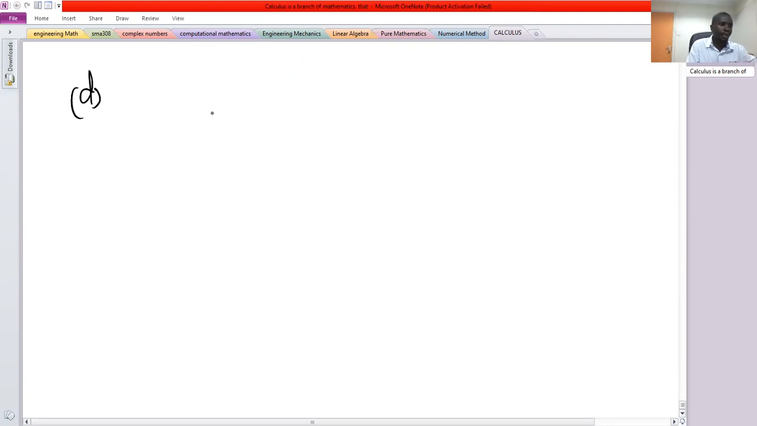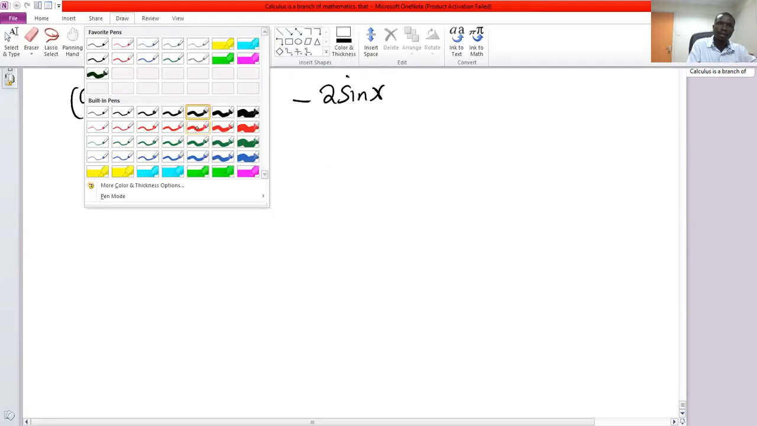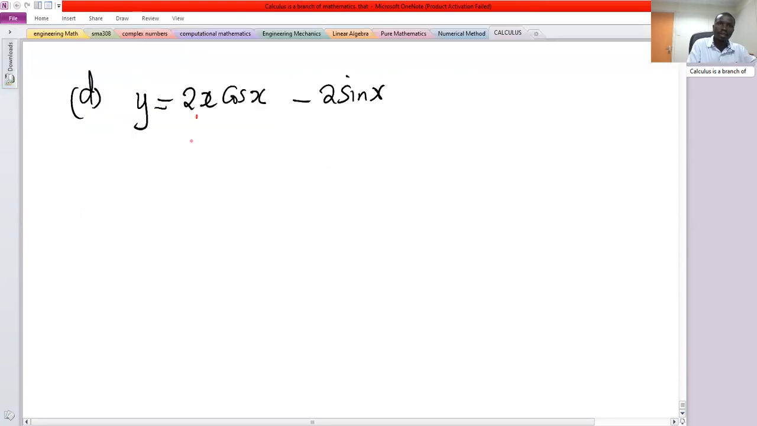Problem D, we have y equals 2x cosine of x minus 2 sine x. Now for this question, this part here, we let this one be u and then this one be v. This one is just in the correct form to differentiate.